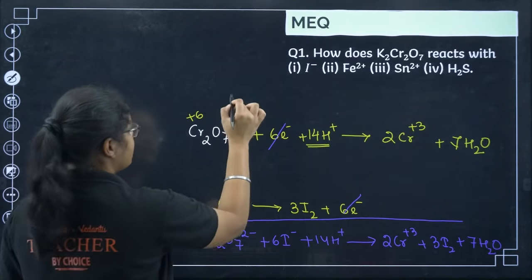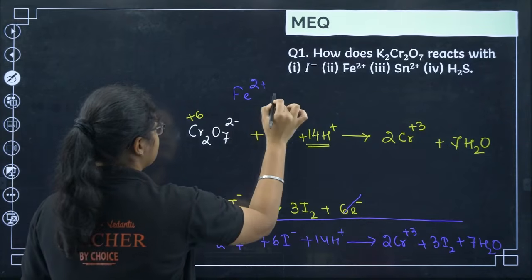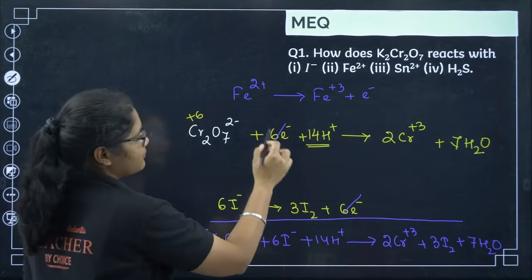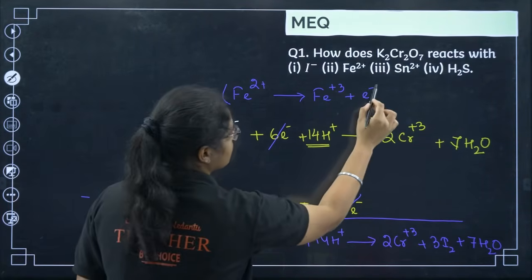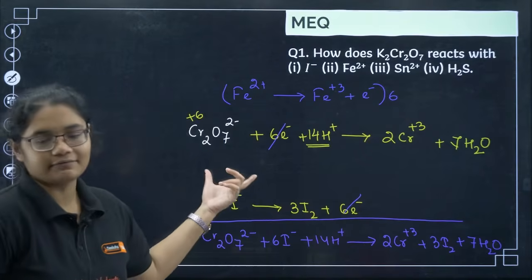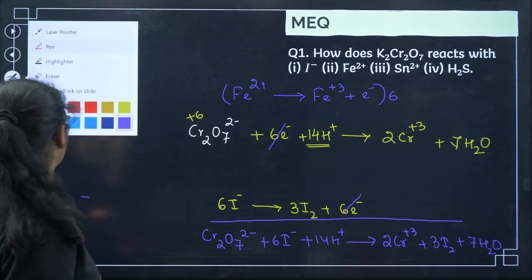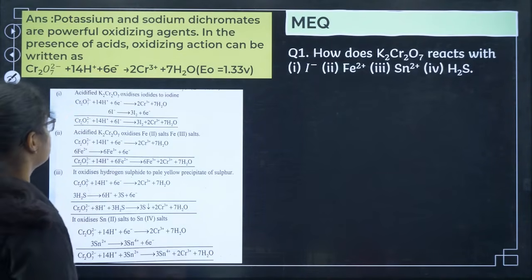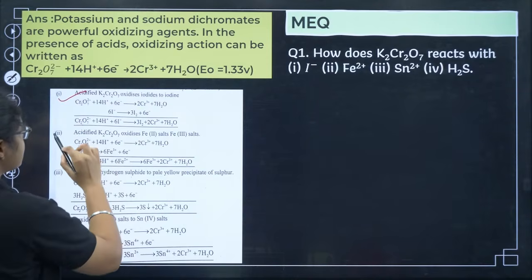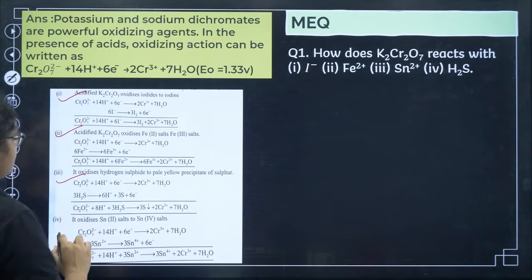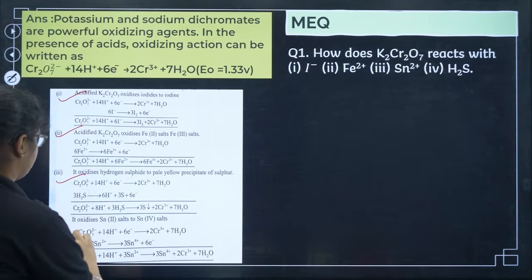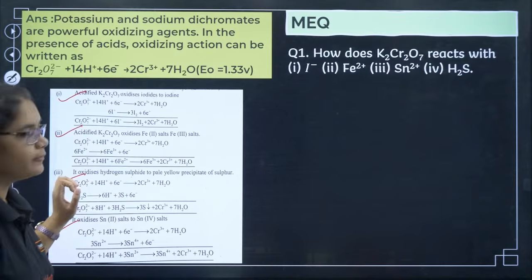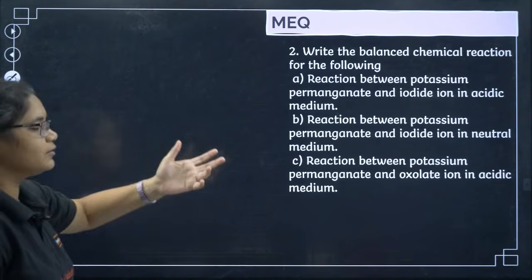Next, if you want to do it for Fe2+, what will happen? Fe2+ will get converted to Fe3+ with 1 electron. Now you want to make it 6 electrons because here it is 6, so you have to multiply by 6 and then add it with this equation. Similarly, as I have explained, I will show you the final equation. You can see here I have it for all of them. So this is for I-, then you have for Fe2+, then for S2-, and then for Sn2+ also. All of them you have to do in a similar way, and then you can check here.